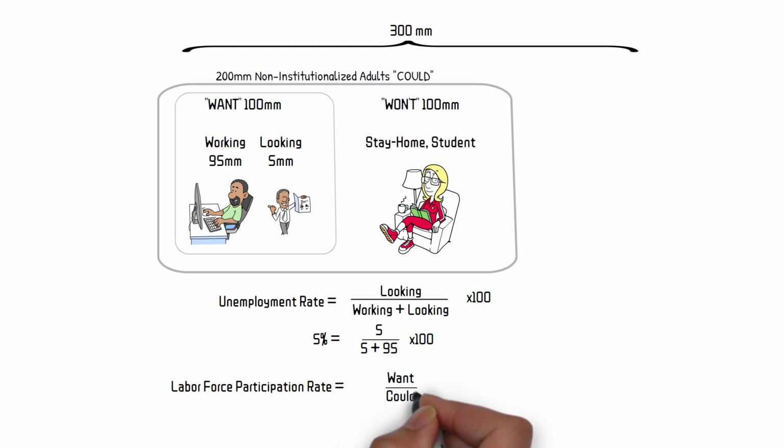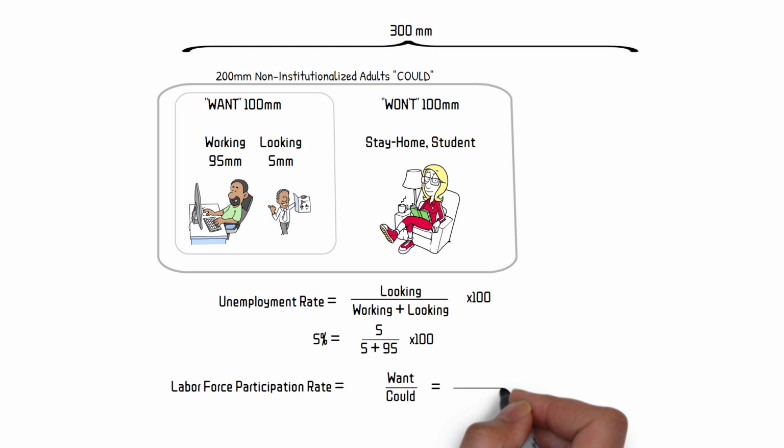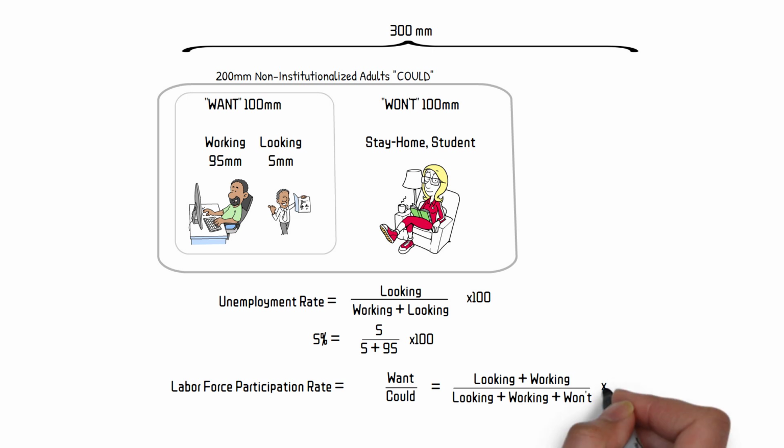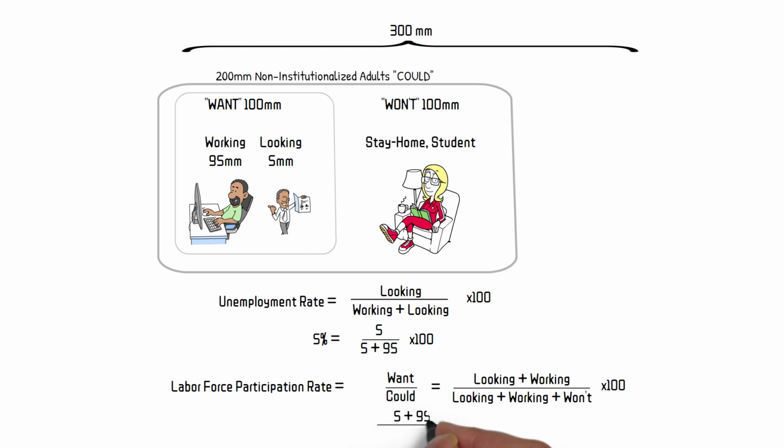Those that want to work are considered participating, either looking or working. So if there's 100 million who want to work and are participating, and there are 100 that won't work, both of those comprise the denominator. So we divide 100, those that are participating, by all of the non-institutionalized adults, 200 million, and that is 0.5. Multiply by 100 to make a percentage, and you get 50%. 50% is our labor force participation rate.